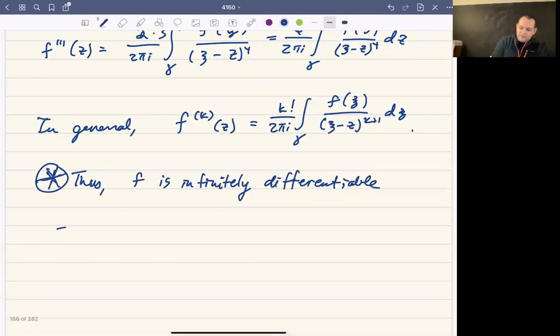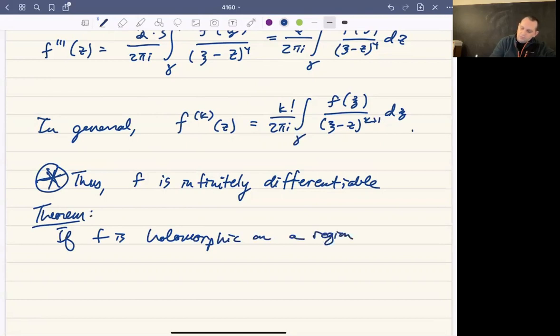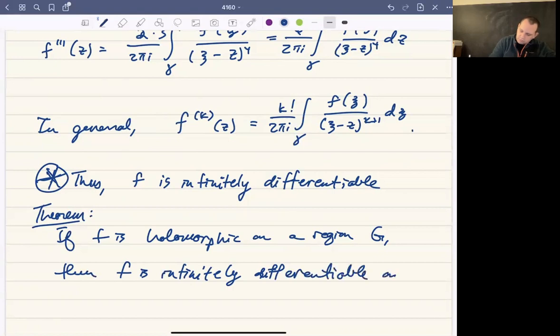So in short, we'll call this a theorem. If f is holomorphic on a region G, then f is infinitely differentiable on G. You can take as many derivatives as you want. There are some good examples of functions that are differentiable only once or twice over the reals. But it turns out that that behavior just doesn't happen if you start with a holomorphic function in the complex plane.